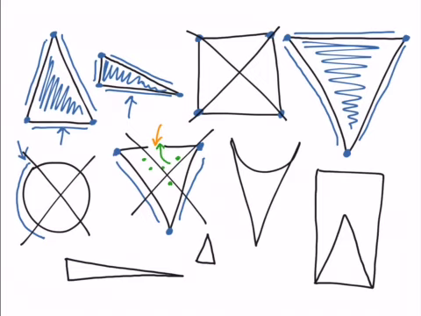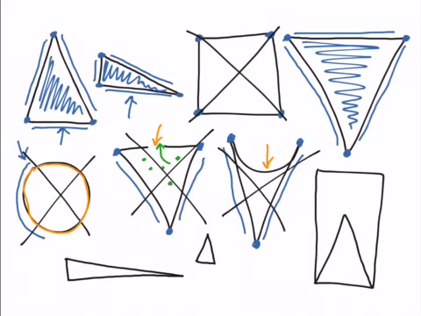Let's count the corners. 1, 2, 3. Yep, 3 corners. Let's count the sides. 1, 2. Wait a minute. What's happening right there? It's not straight. It's very, very curved. Kind of like this shape that we saw. If it's curved, it really can't be a side. And a triangle has to have 3 sides. So this shape is not a triangle.